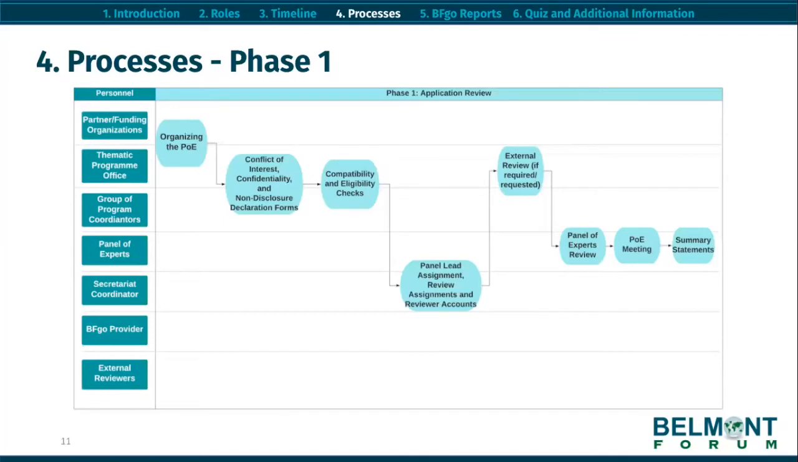When it comes to funding decisions, the Thematic Program Office organizes and manages the post-review meeting of the group of program coordinators and panel chairs. This meeting is to discuss the review results, focusing primarily on the shortlist of recommended projects created by the panel of experts and budget constraints from each partner organization.